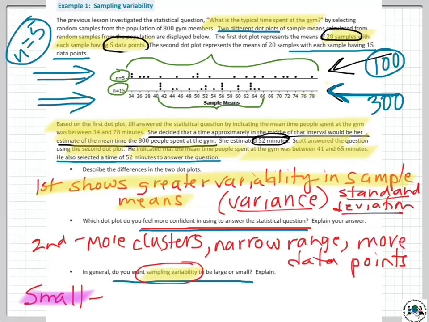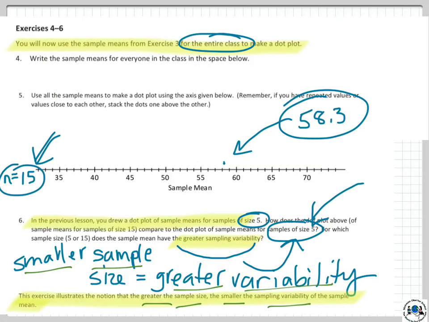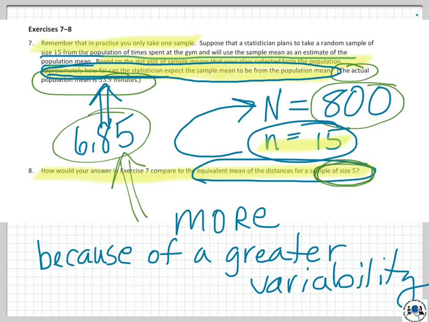So again, some things to think about: larger sample, less variability, less mean difference from the actual mean. Smaller sample, greater variability, and a greater mean distance from the actual mean. I know it's lots of means thrown around there.